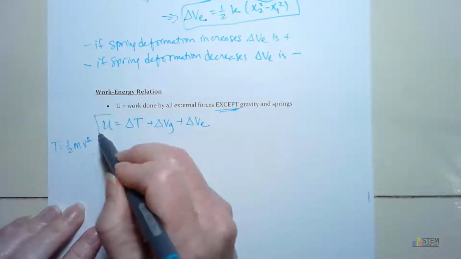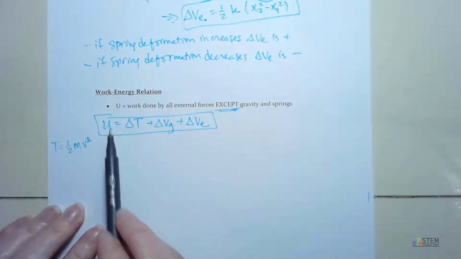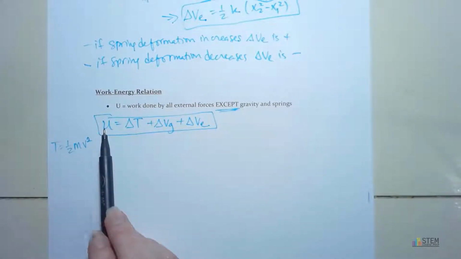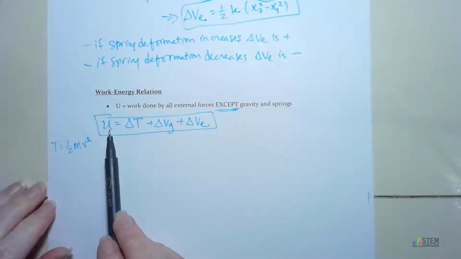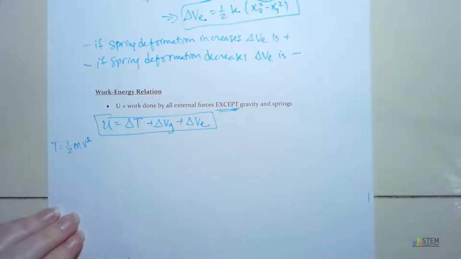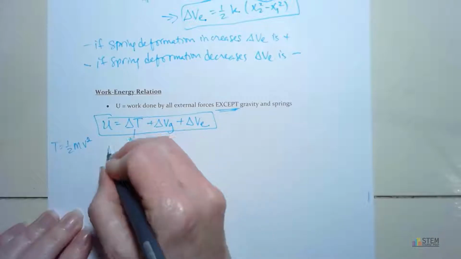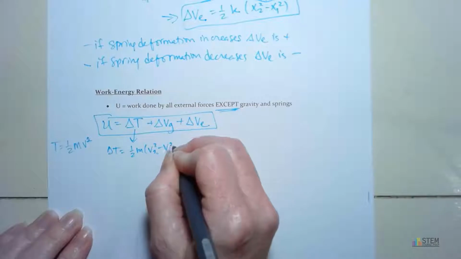So this is going to be the equation you're going to use. A lot of the time this term over here is going to be 0 because you're not going to have an external force, but if you do, it's going to be the force times the displacement in the direction of the force, just like we did in that last section. And notice this is delta T, so let's just write it out. Delta T will be 1/2 m times V2 squared minus V1 squared.